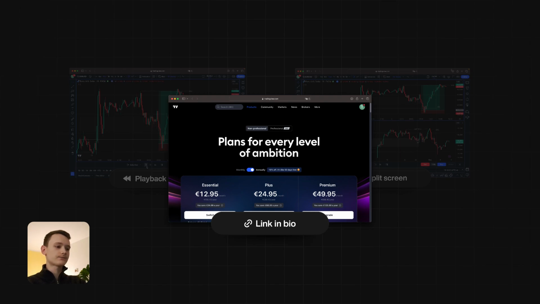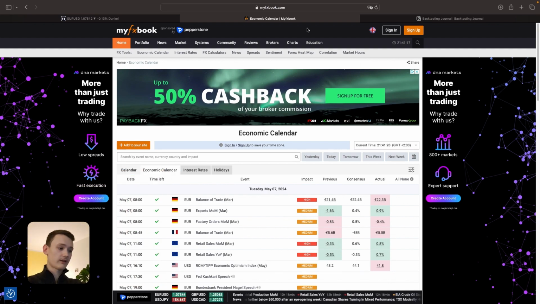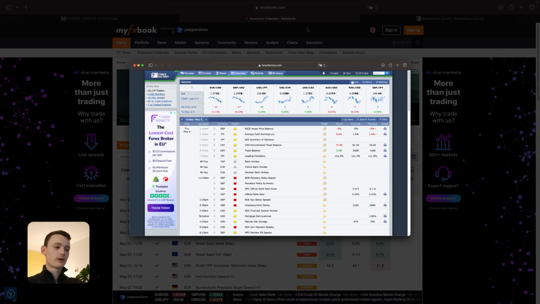And yeah, the next website is MyFXBook.com, which is a website which has professional risk management tools such as forex calculators to calculate your lot size, an economic calendar, and tools such as sentiment indicators, heat maps, and many more. And it is similar to forexfactory.com, except that it has more tools and is visually a bit more appealing, at least in my opinion.